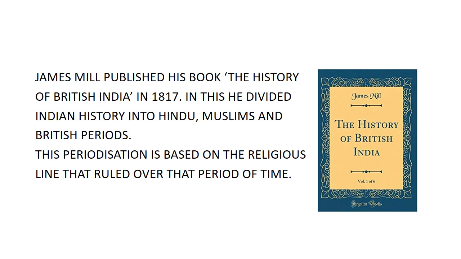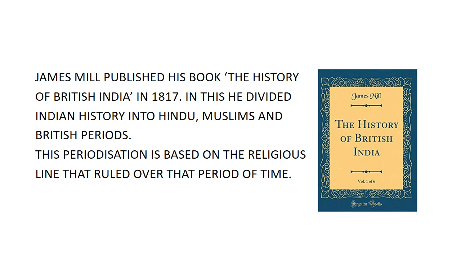James Mill, a Scottish economist and political philosopher, published his book The History of British India in 1817. In this, he divided Indian history into Hindu, Muslims, and British periods. This periodization is based on the religious line that ruled over that period of time. So, in fact, this periodization tried to divide the people with their specific identity. Do you think the concept is correct?